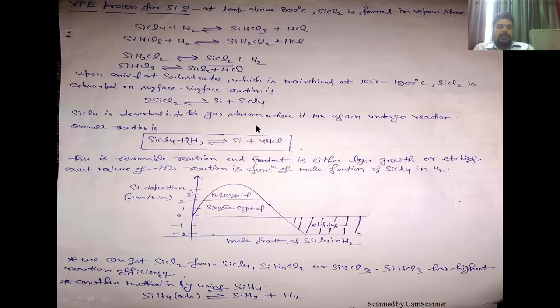If the reaction takes place from right to left, then the substrate is etched. There is etching onto the substrate and some material is removed from it. So if the reaction goes backward, there is etching. If the reaction goes forward, there is deposition of the epitaxial layer. So how is it done? It is controlled by the mole fraction of SiCl4 in hydrogen.